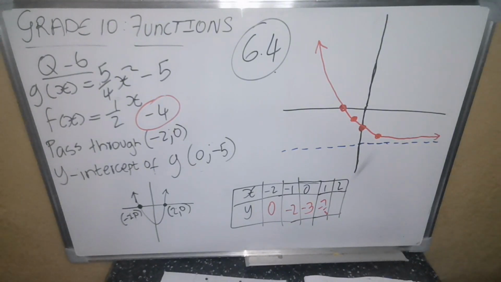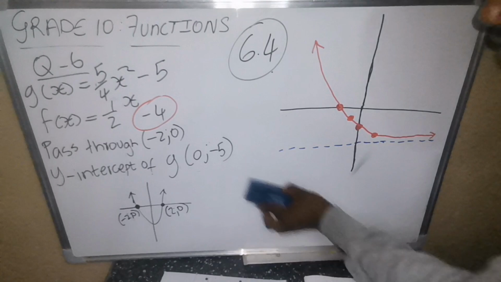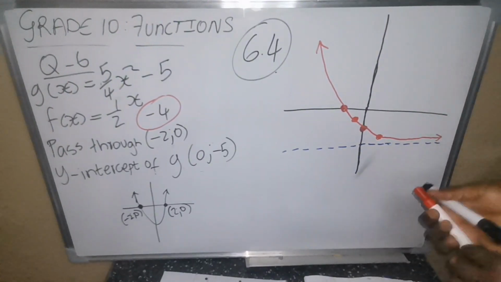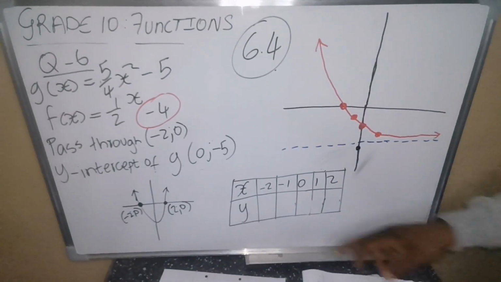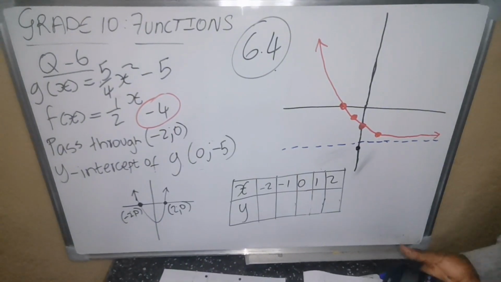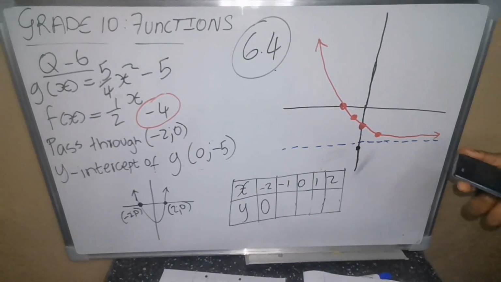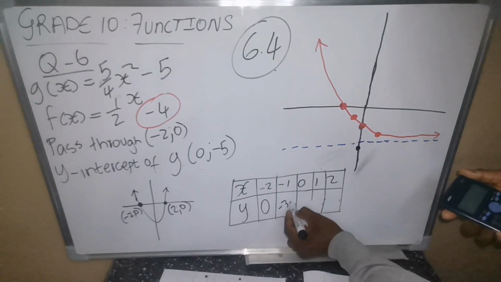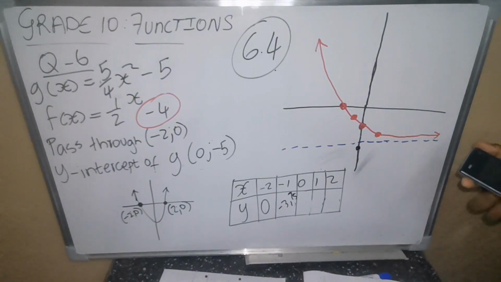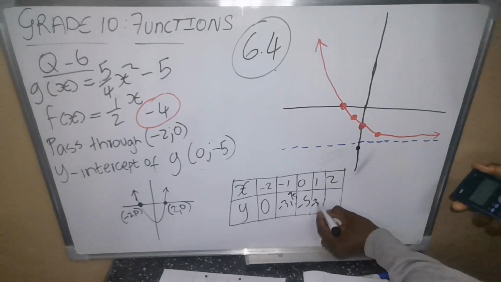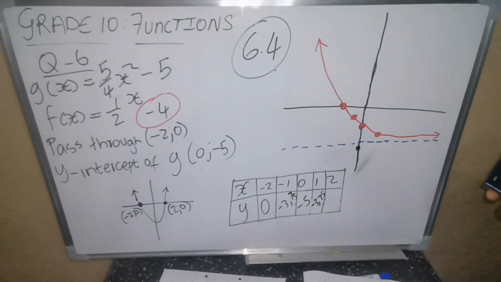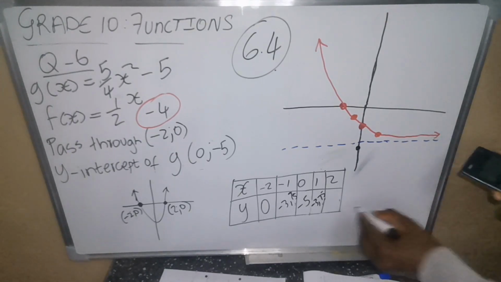This is the exponential graph. I hope you are clear, guys. This is the simplest way to draw the graph. Use this table to guide you in terms of the shape of the graph. Let's go to the graph of g(x). Where I see x, I put in -2 to find y, and it gives me 0. When I put in -1, it gives me -3.75. When I put in 0, it gives me -5. When I put in 1, it gives me -3.75. When I put in 2, it gives me 0 also.